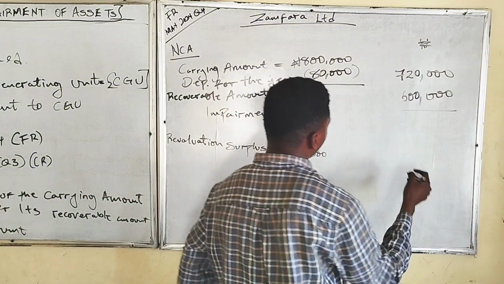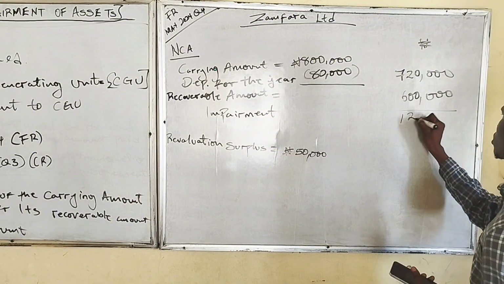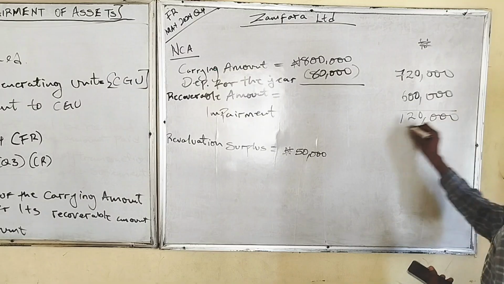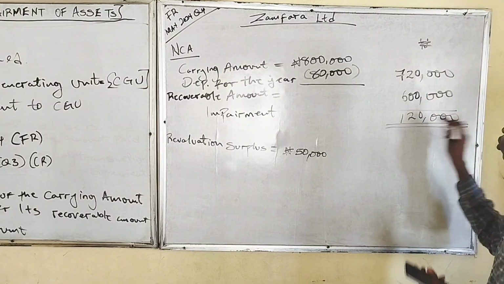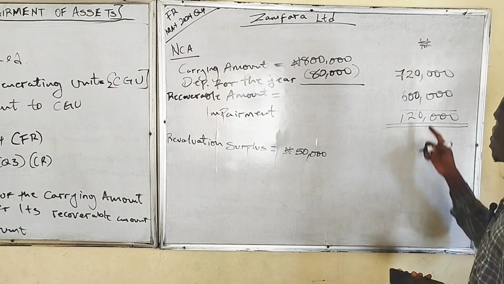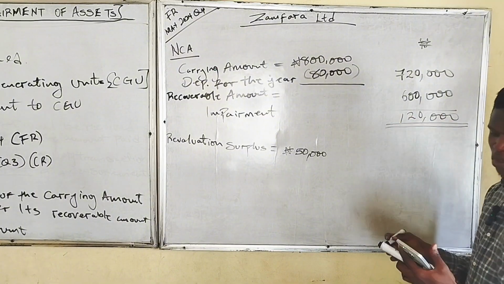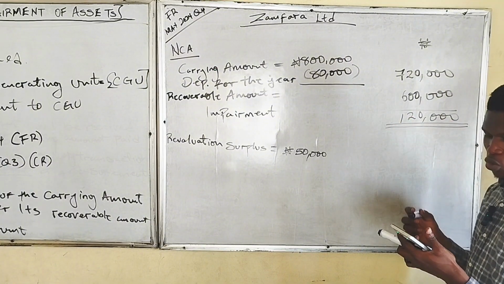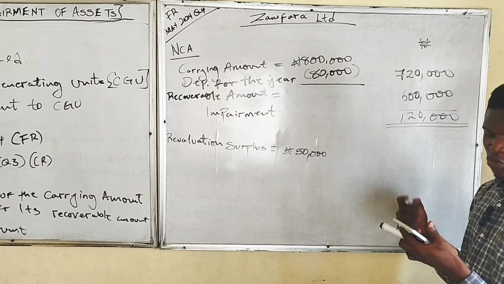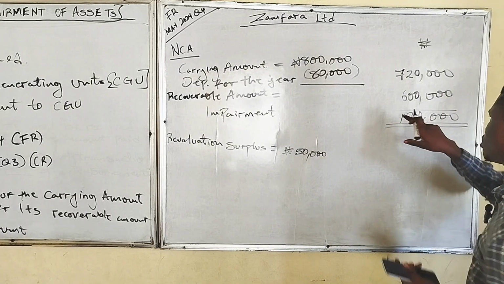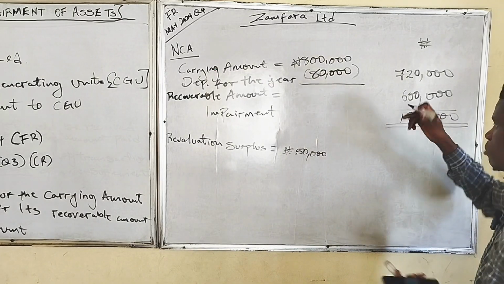Impairment of 120,000. So there's an impairment of 120,000. If there's an impairment of 120,000, how do we pass this entry? That's what the question is saying. We should compute the relevant accounting treatment. So what will be the accounting treatment for this 120,000? How do we pass the entry?